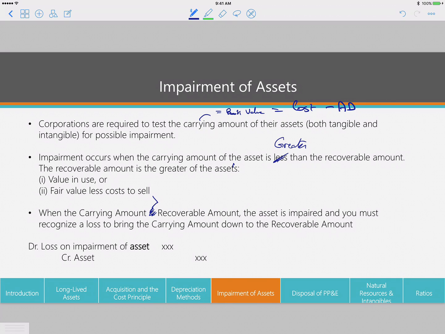So the whole idea here is that you don't want to show the value of the assets as being higher than they're actually worth. Remember that capital assets are a major expenditure for companies. They're a huge chunk of many companies' balance sheets. So when users of financial statements and investors are looking at companies, they would assume that the asset is worth more than it actually is if the carrying amount was greater than the recoverable amount. And we don't want to be deceptive to the users, so what we have to do is write down the asset. So when the carrying amount is greater than the recoverable amount, you have to recognize a loss. So you would write loss on impairment of assets. So this could be equipment, could be a building, it could be anything at all, any capital asset, and then you credit that asset's account to bring it down to the amount of the recoverable amount.